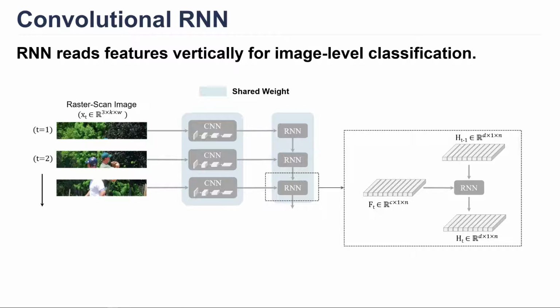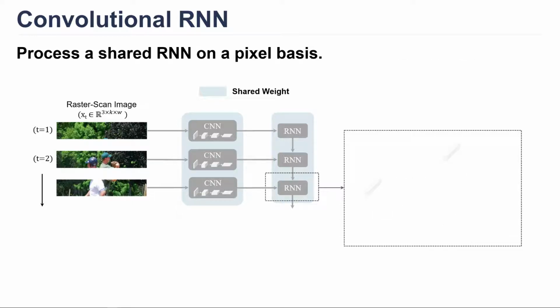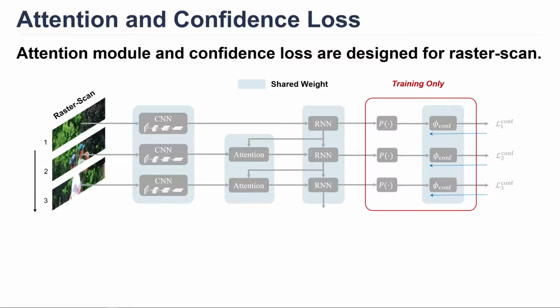For implementation, we use a variant of GRU which adopts 1D convolutions rather than fully connected layers. To be specific, for each pixel location, we process a shared RNN using 1D convolution. Because RNN is shared across pixels, our convolutional RNN holds both vertical and horizontal invariance. In addition, there are also an attention module and confidence loss that exploits the proposed raster-scanned architecture. Please refer to our paper for more detail.